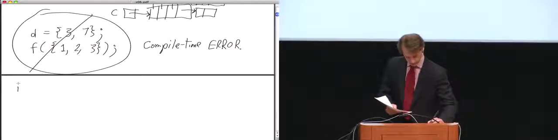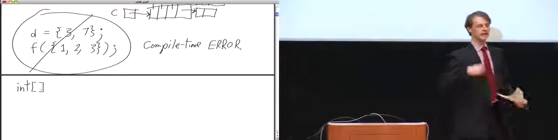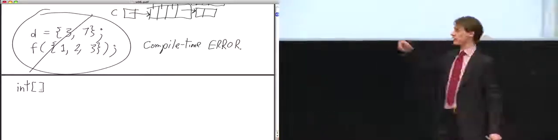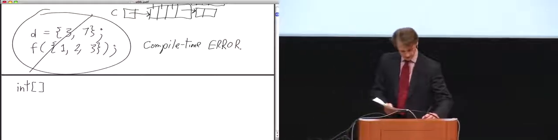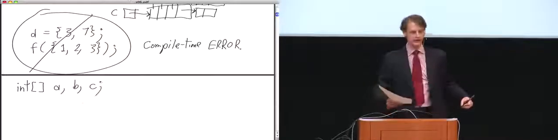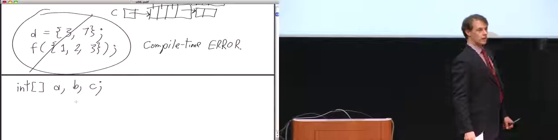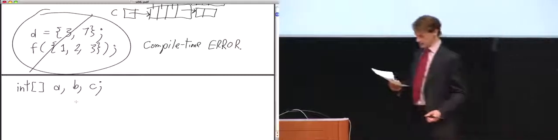Well, in Java, if you want an array of ints, you usually put the array sign, the open bracket, close bracket, right next to the int. And that's kind of the classic way of doing that in Java. And so if I declare A, B, and C this way, all 3 of those are going to be arrays of ints.